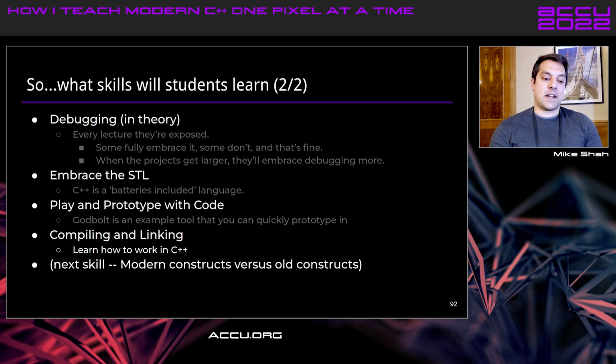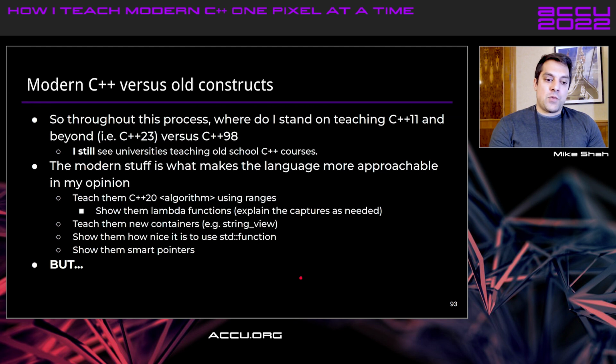All right, so the next skill is here. And again, this talk is supposed to be about teaching modern C++, one pixel at a time. So how do I feel about modern constructs versus old constructs? When I took this course or something similar, it was probably before C++11 existed, so I didn't really have to worry about this. I couldn't really reflect on my own experience, but I could look at what other educators were doing and what I was seeing online.